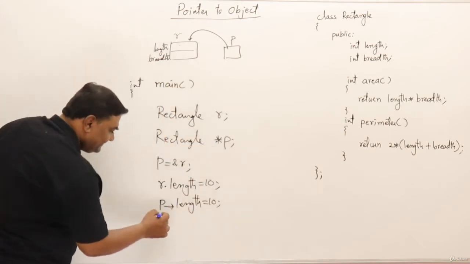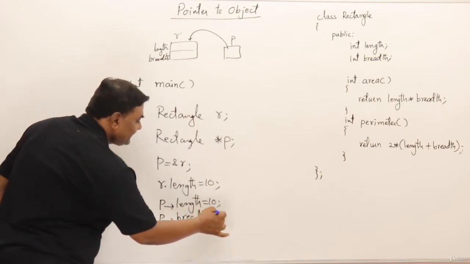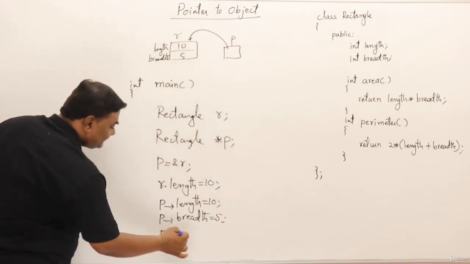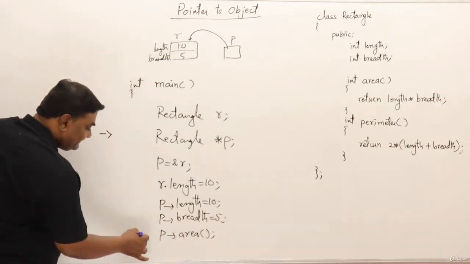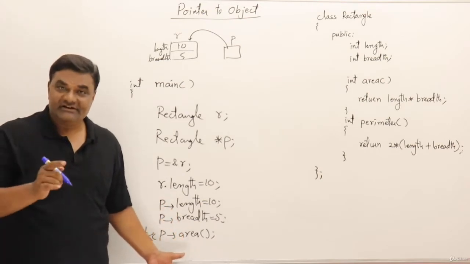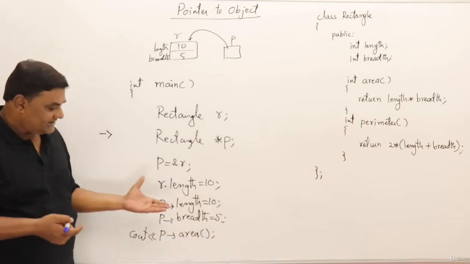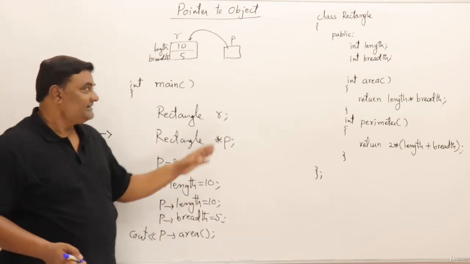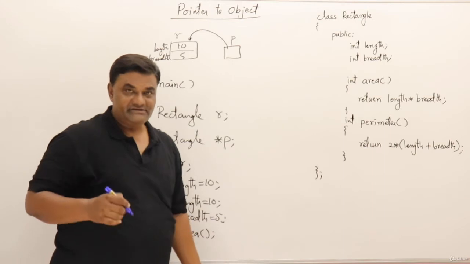Now I can access anything. P arrow breadth assign 5. So 10 and 5 are stored here. Then I will say P arrow area, which will be called. If I say cout, then the area is displayed. So finally this arrow is a dereferencing operator. Instead of using star, we can use this arrow. I may be calling it arrow or caps sometimes. So this can be used for accessing the members of an object. You can access data members as well as functions.